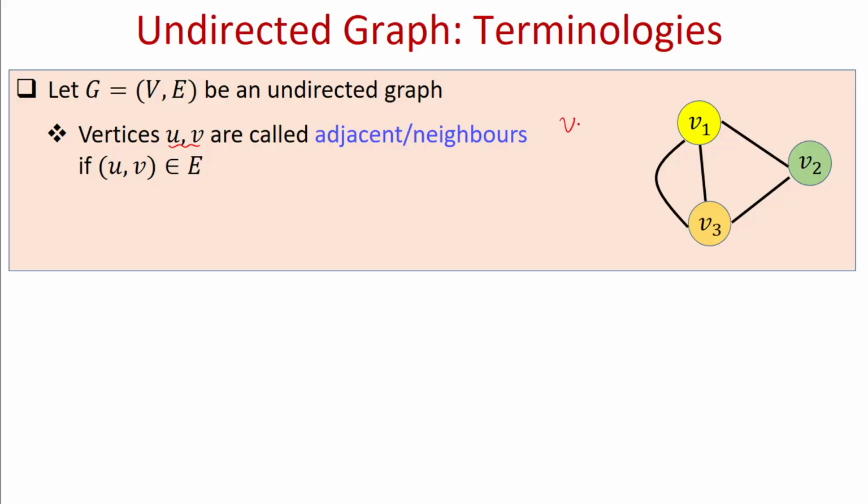Here v could be equal to u, that's allowed. That means if I have a self loop, then the vertex v will be called adjacent to itself, right?